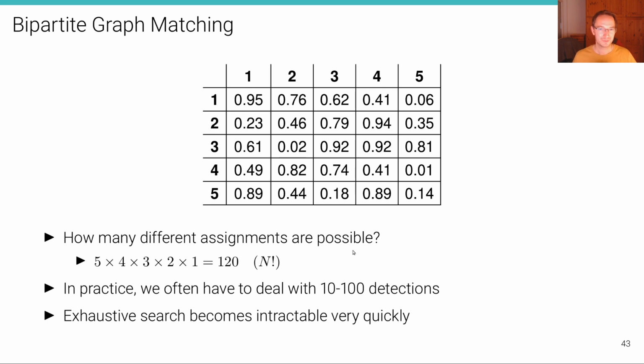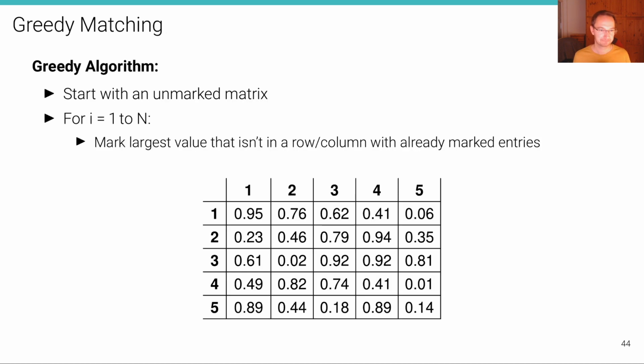So 120 is already a lot, but in practice, we often have to deal with many more detections. And so exhaustive search really becomes intractable. So we need something better than just brute force searching through all of these feasible assignments.